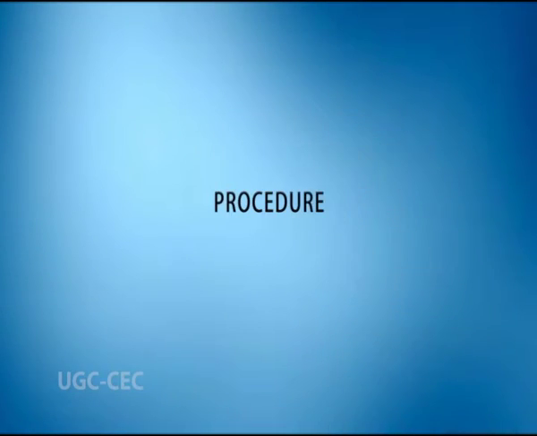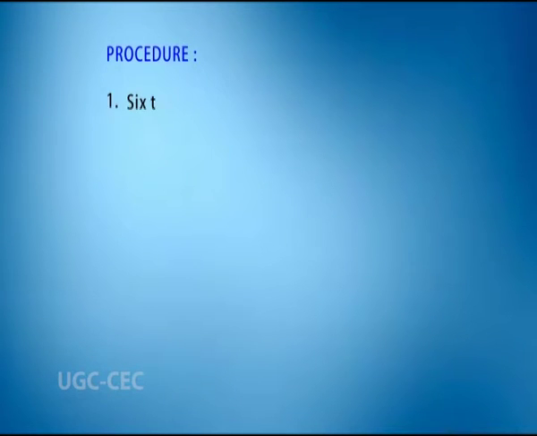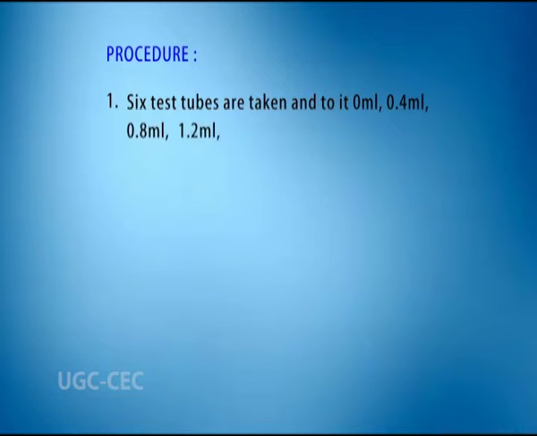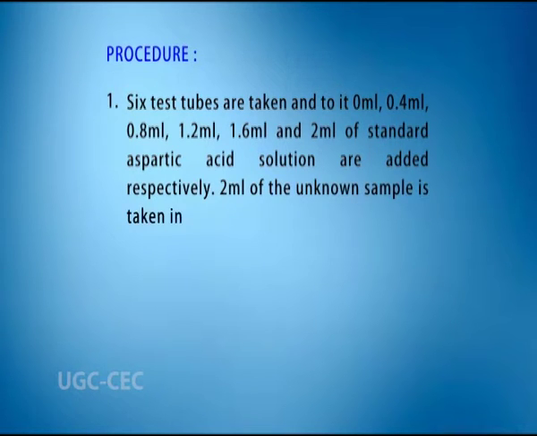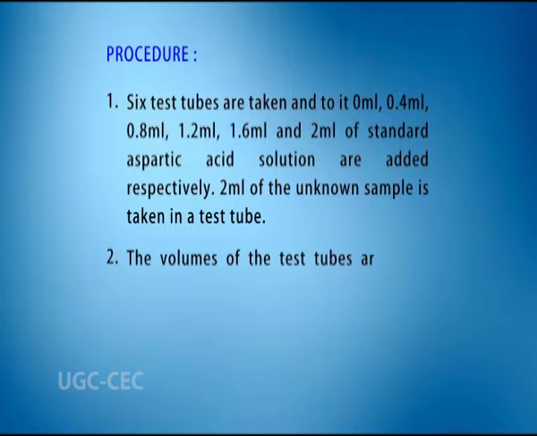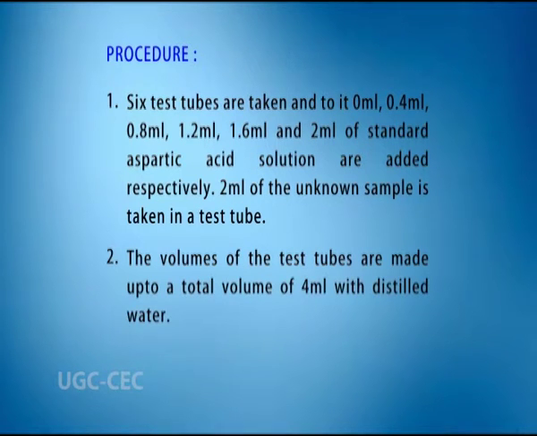Now coming to the procedure. 6 test tubes are taken and to them 0 ml, 0.4 ml, 0.8 ml, 1.2 ml, 1.6 ml and 2 ml of standard aspartic acid solution are added respectively. 2 ml of the unknown sample is taken in a test tube. The volumes of the test tubes are made up to a total volume of 4 ml with distilled water.